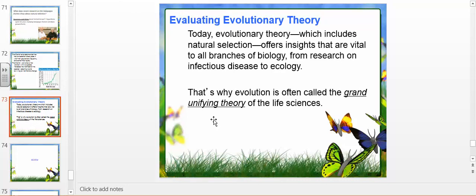So today, evolutionary theory includes natural selection, and there are insights from all the branches of biology. We talked about biogeography. We talked about paleontology, which was the fossils. We talked about anatomy, embryology, and then molecular biology, which is the genetics, the DNA and RNA, and how all that information helps add to the theory of evolution. And so that's why evolution is called the grand unifying theory of the life sciences.